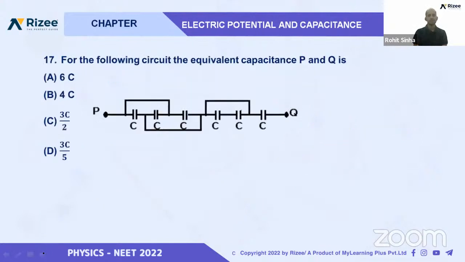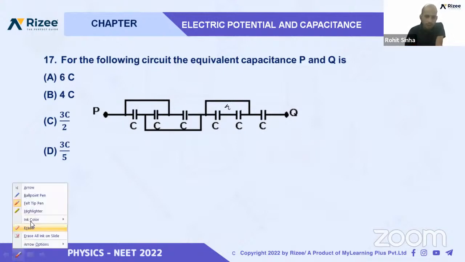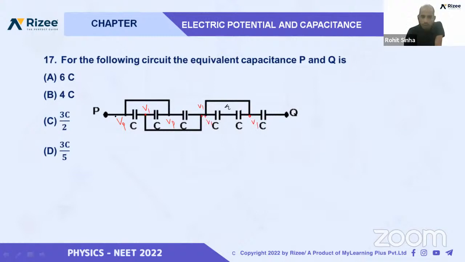So solve this question. I know you can do this type of question. How will you do it? I will give you one trick also. You will write here potential as Vp, here also Vp. Here the potential you write V1, then here will be V1, here V1, here V1. And then solve it.